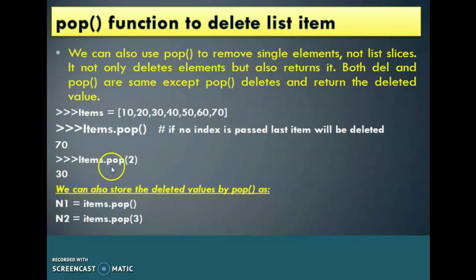Then the next one, items.pop(2). That is, the second index value will be deleted from this. That is 0, 1, 2. 30 is the value. The 30 value will be deleted from this. Okay, clear? We can also store the deleted values by the pop function, using one variable n1 equal to items.pop(). Another value n2 is equal to items.pop(3). Clear?